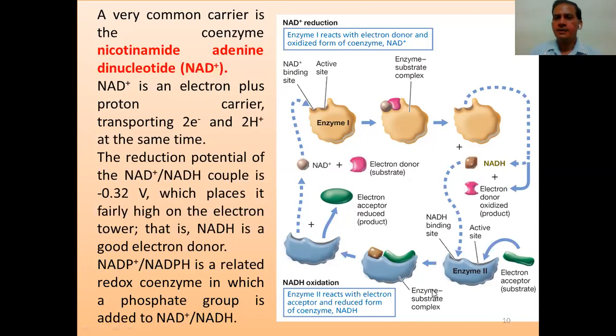Now there will be the enzyme-substrate complex, and ultimately the NADH will release the electrons which will be accepted by the substrate. So in a way, now this NADH will be oxidized and this electron acceptor will be reduced, and we'll get NAD positive. So in a way, this is a cyclic process which is going on inside living systems.